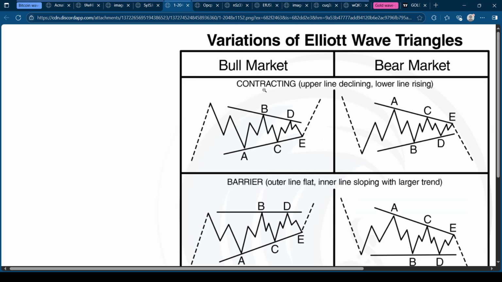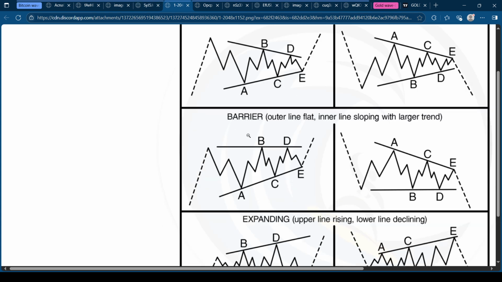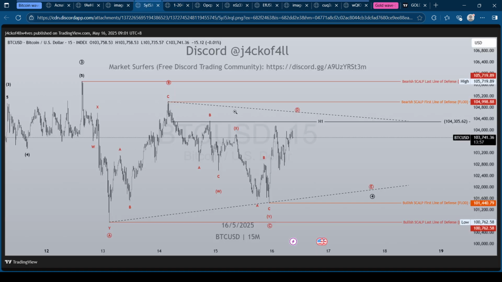What's the difference between a contracting triangle and a barrier triangle? In the contracting triangle, the line BD is declining. And for the barrier, the line BD is horizontal. So from this, my wave D depends on the internal waves of wave C to D. If the price is within the territory of wave B, I will consider it as a barrier. But if the price is below the territory of wave B, then I'll consider it as a contracting triangle.